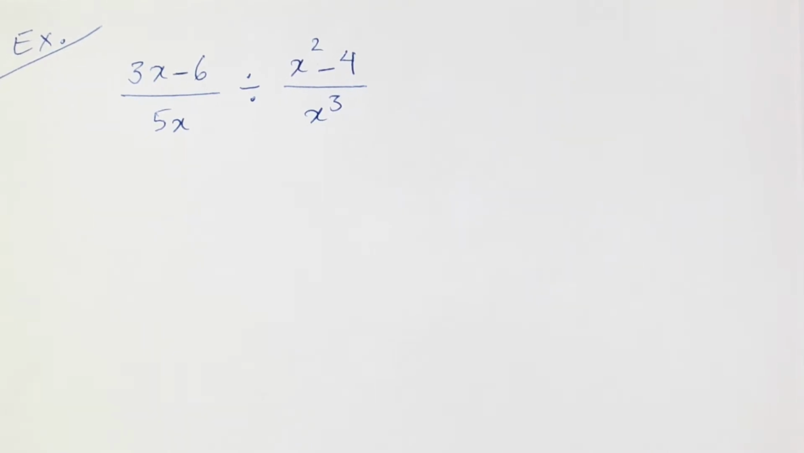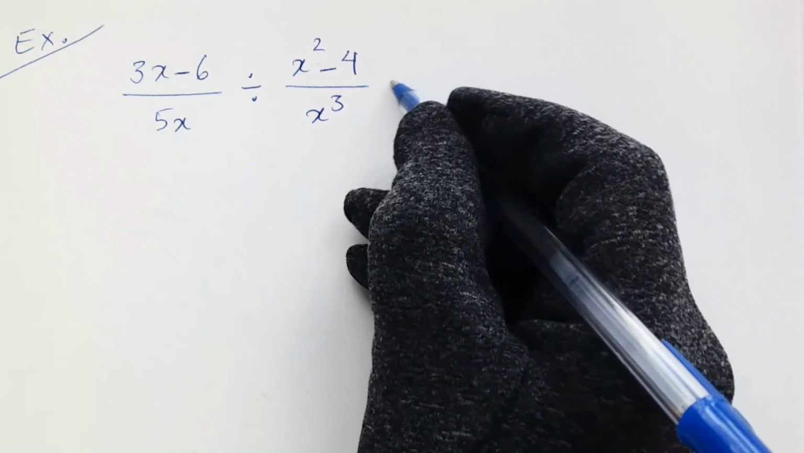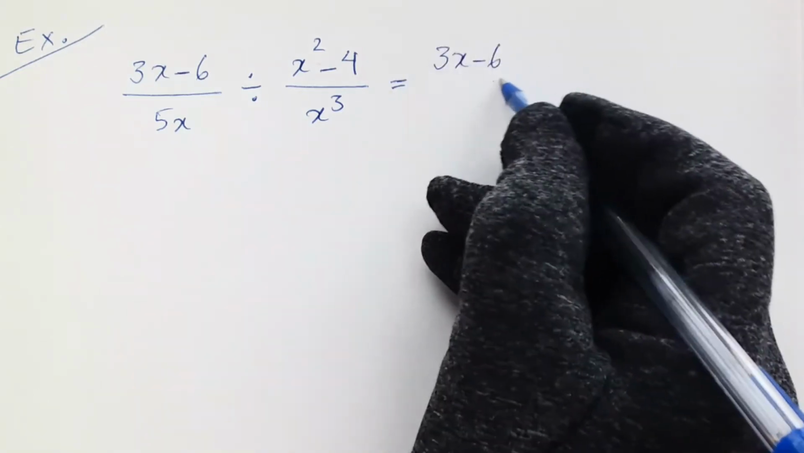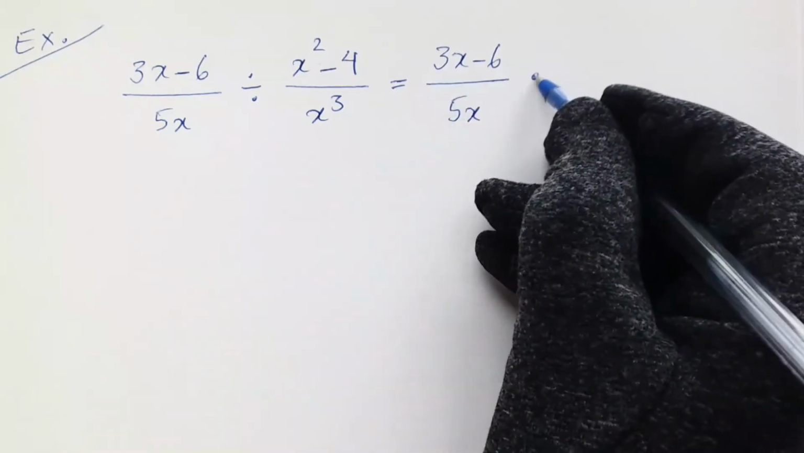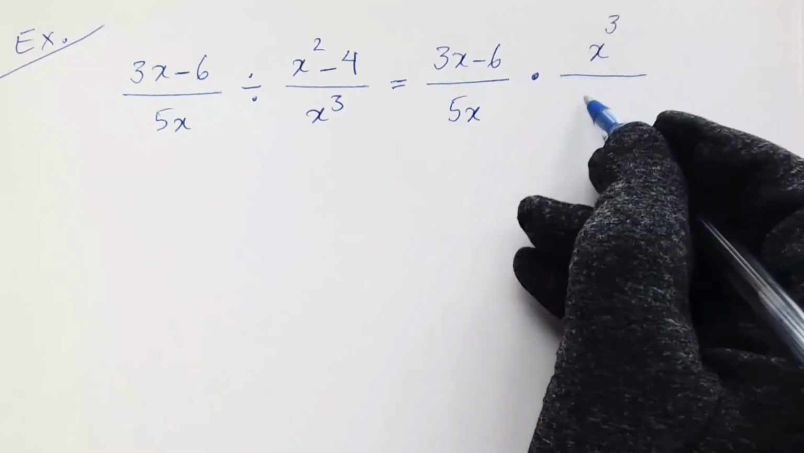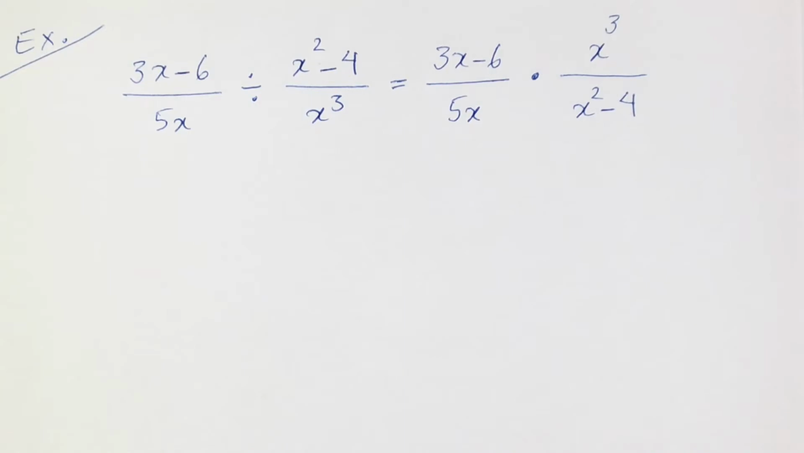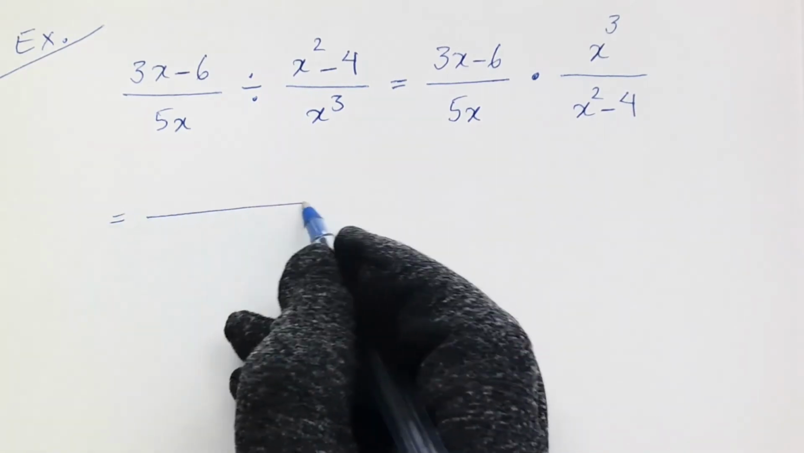So the final answer is 12 over 5 times x plus 3. Here we have division. A rational expression divided by another rational expression. So the first step is to keep the first fraction, change division to multiplication, and flip over the second fraction. Now we multiply these two fractions.